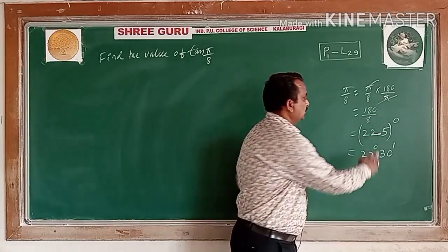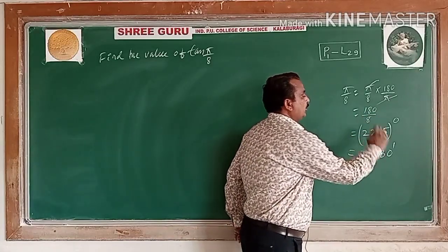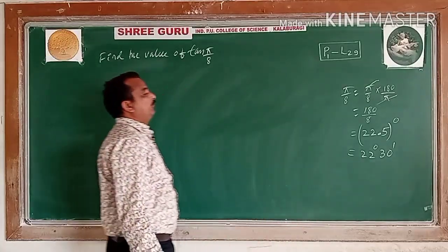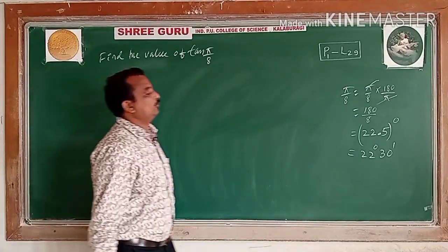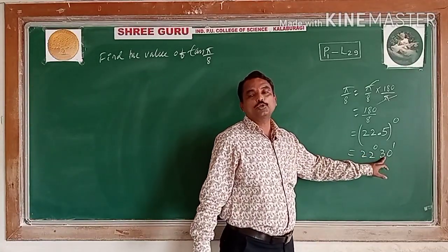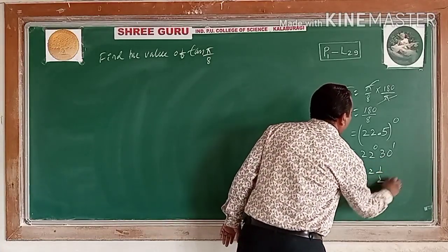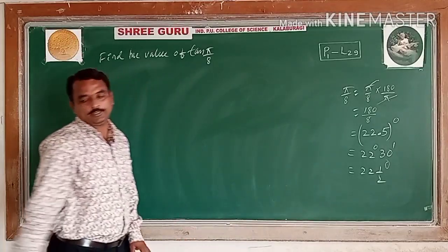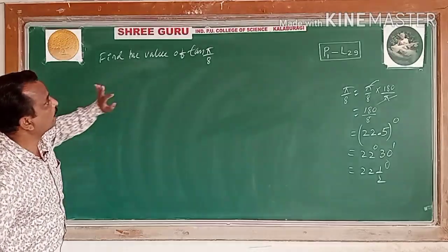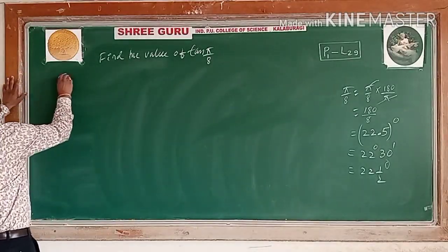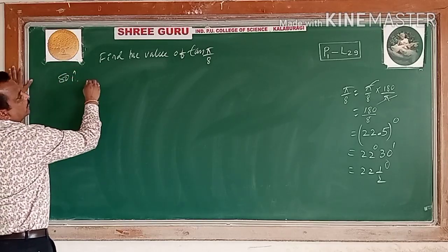So 22.5 degrees it is. 22.5 degrees means 22 degrees 30 minutes, and you may write it like that also, 22.5 degrees. The value of tan 22.5 degrees you have to calculate. Now the solution, see the students here.